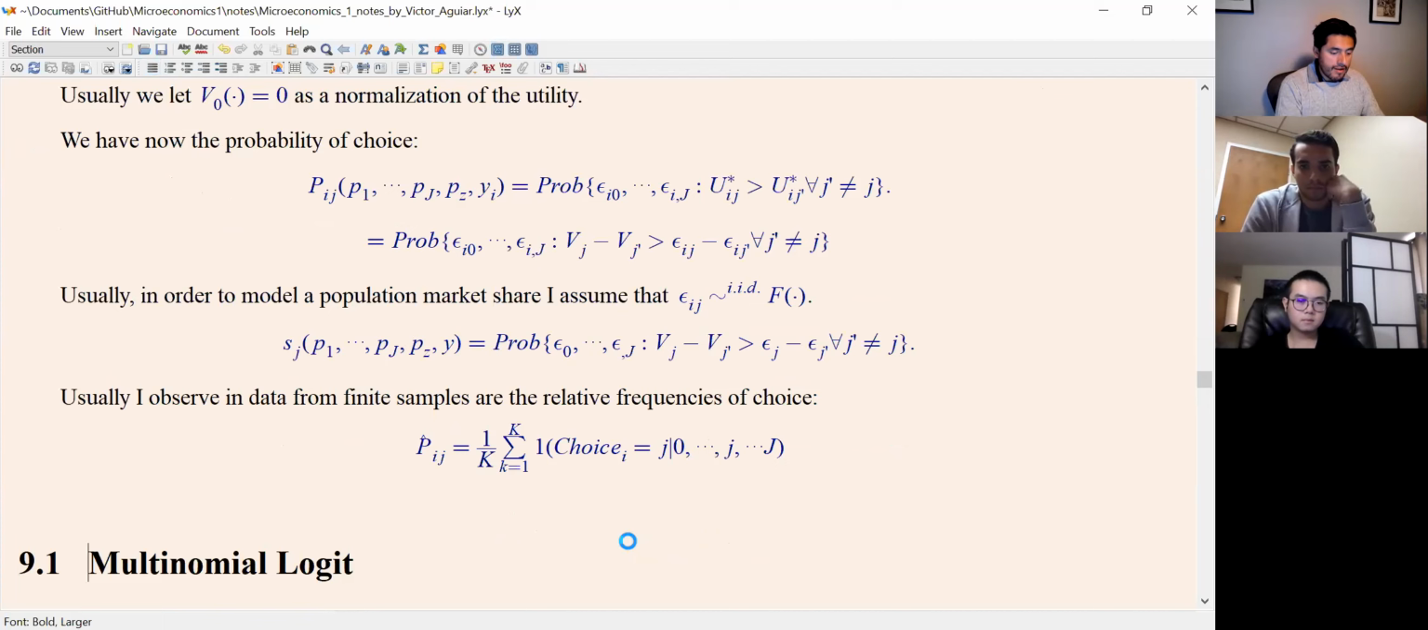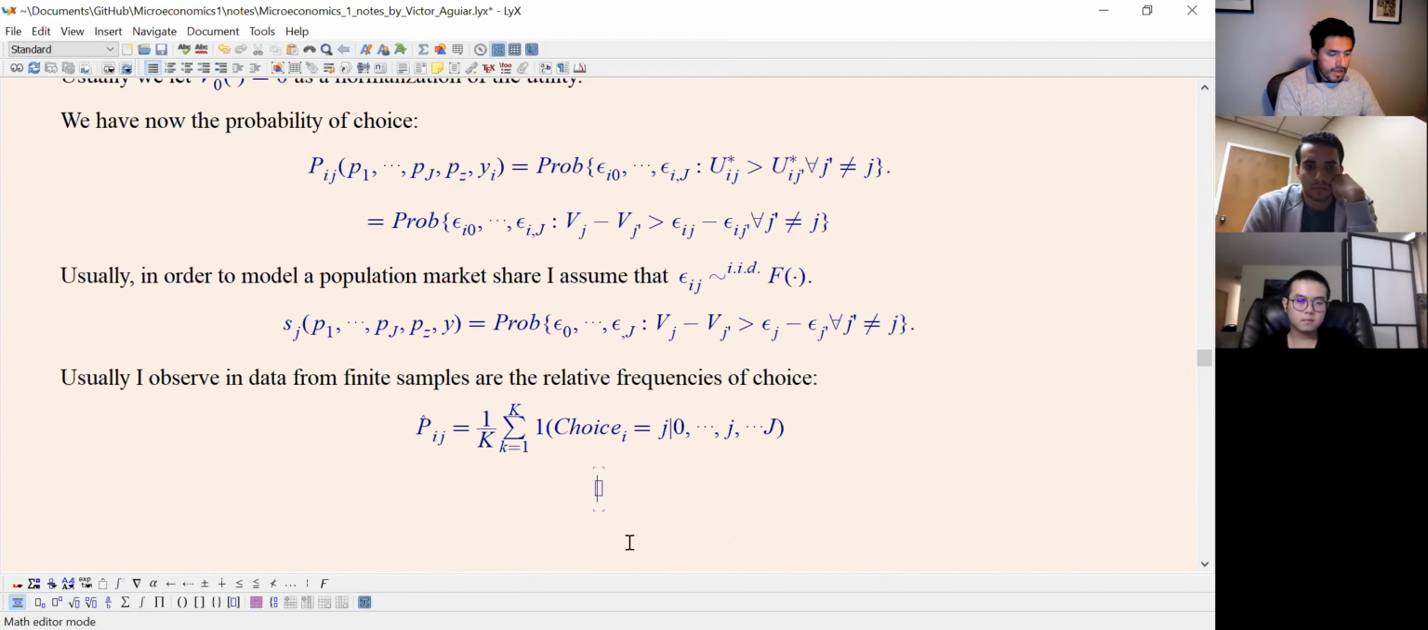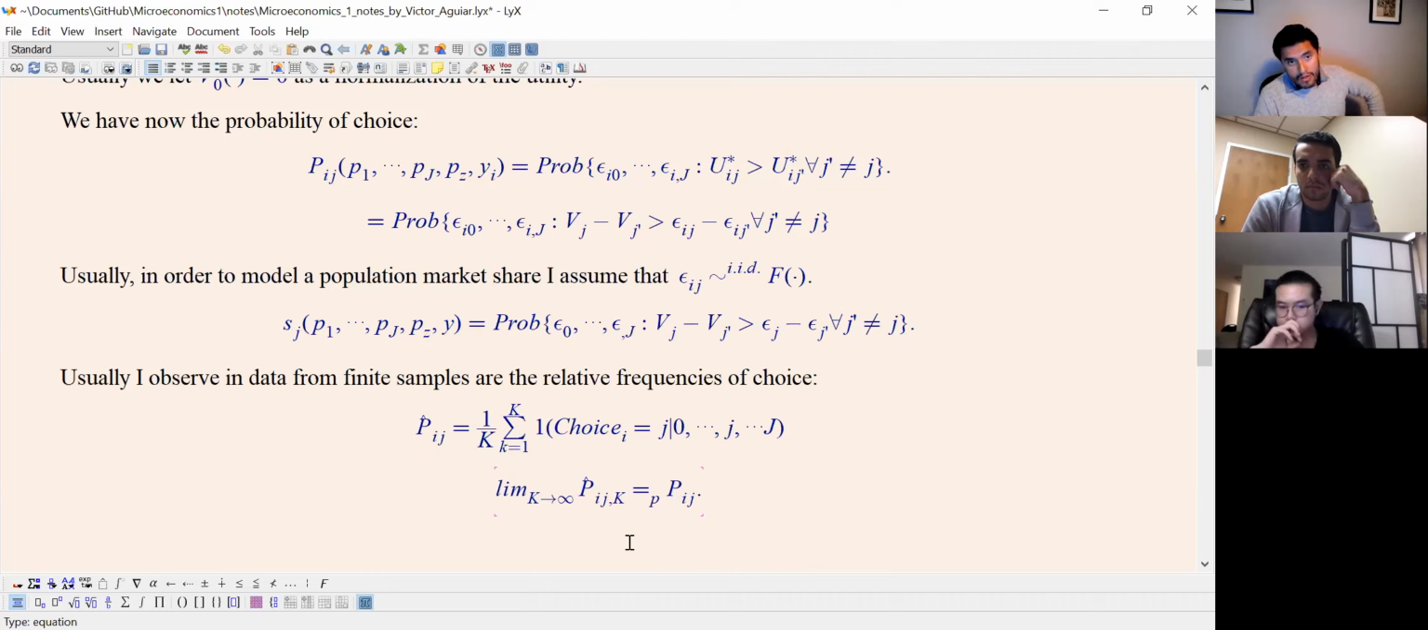So this object will converge, under some conditions, of course. This is, of course, a function of K. So we know it also depends on K, right? Usually you don't write this dependence. But as it goes to infinity, under some conditions, it will converge to the true probability, right? To this object. So this means basically that I don't have access to the true distribution. And in particular, this means that in finite experiments, I cannot test this without having to account for statistical sampling variability.